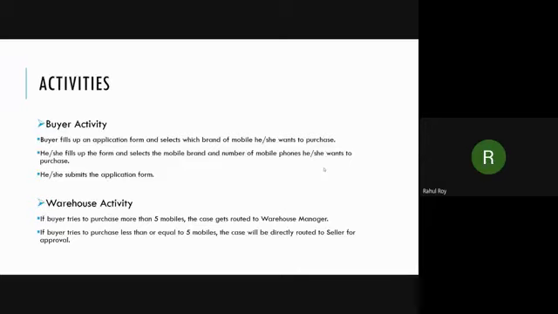Okay. What is the second point? If buyer tries to purchase less than or equal to 5 mobiles, the case will be directly routed to seller for approval. So if the quantity is more than 5, then the case will go to warehouse manager. If the quantity is less than 5, then it will directly go to the seller for approval.